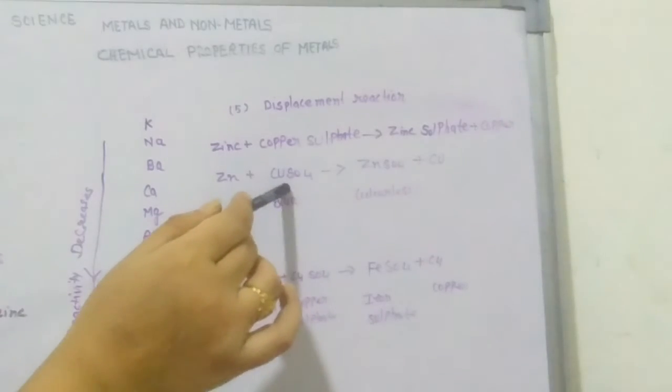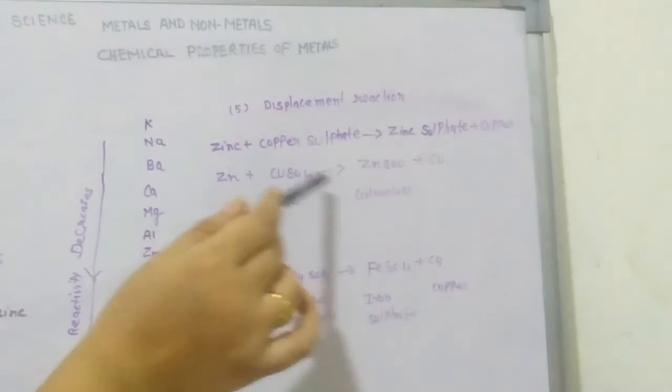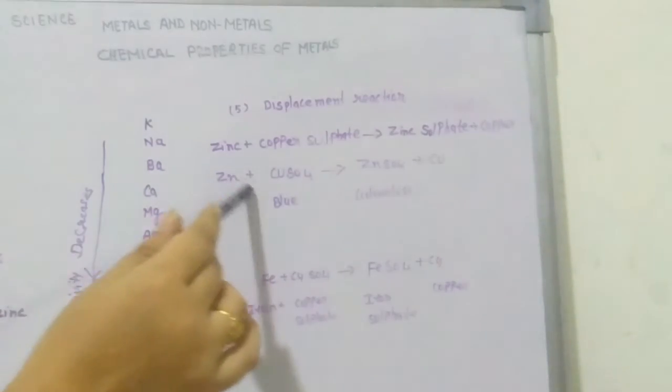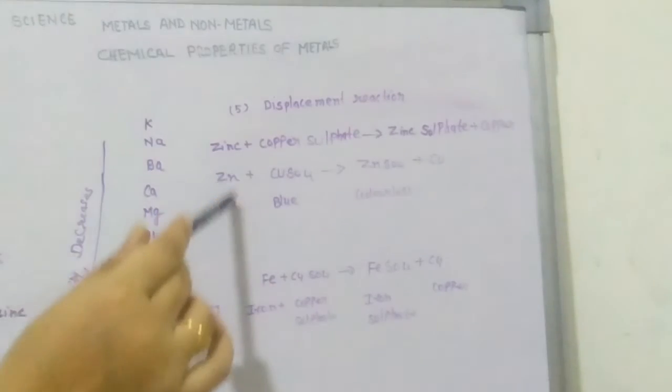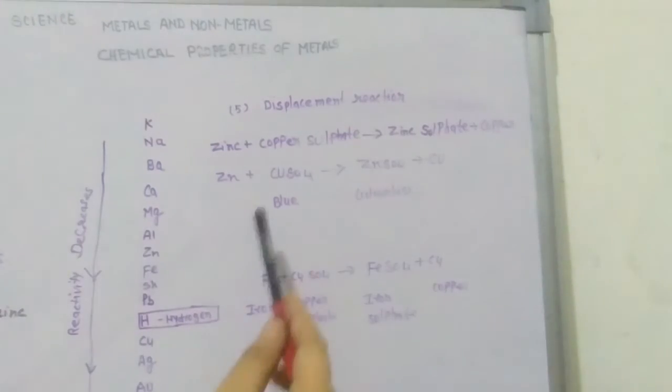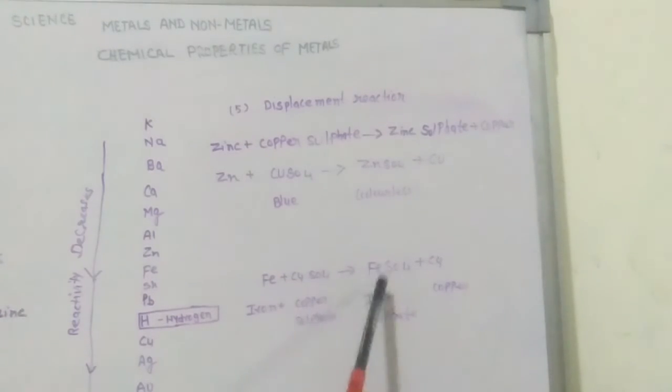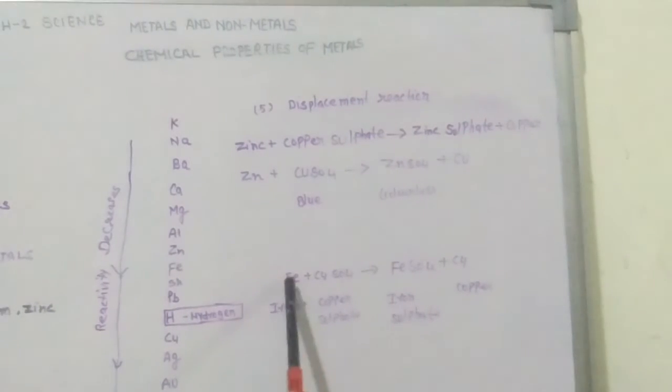So when zinc reacts with copper sulfate, it displaces copper. So zinc is more reactive than copper. Copper cannot displace zinc because copper is less reactive than zinc. Another example I am giving here: iron plus CuSO4 gives FeSO4 plus Cu. So you can see the symbol of iron is Fe, copper Cu, sulfate SO4, it gives FeSO4. Here you can recognize iron is more reactive than copper, so it can displace copper from its salt solution. So learn this reactivity series, it is homework.